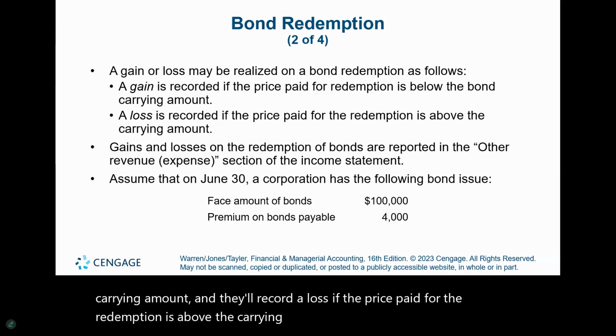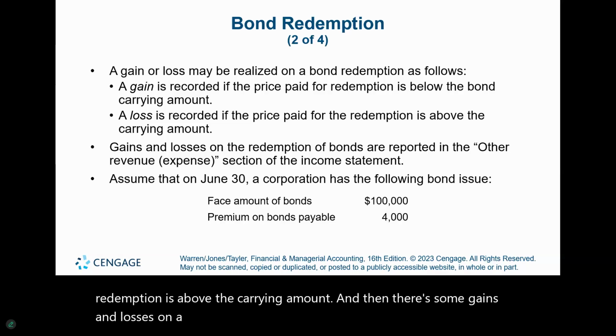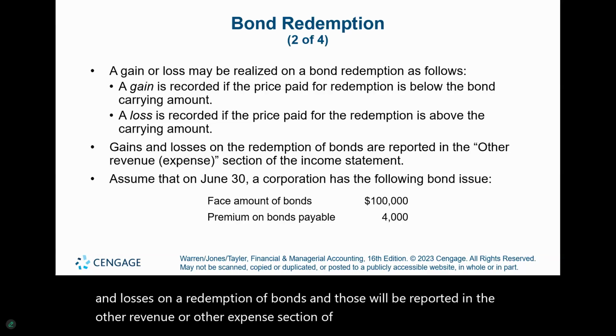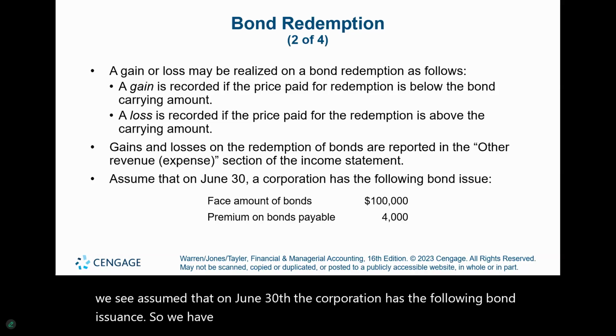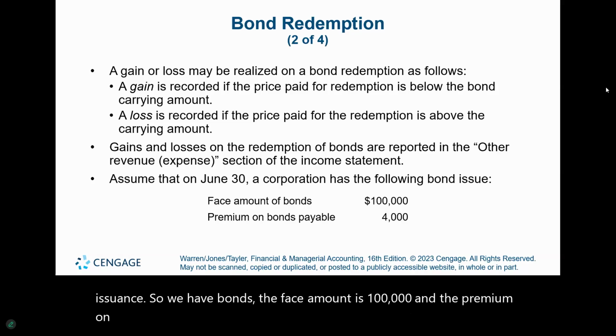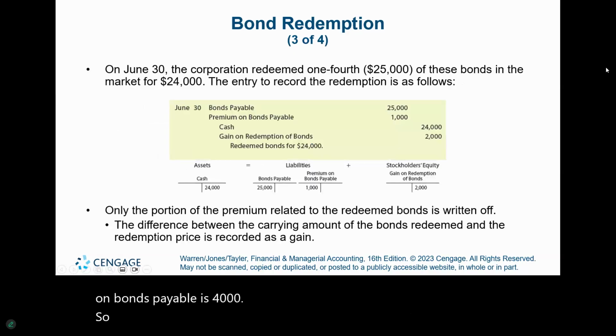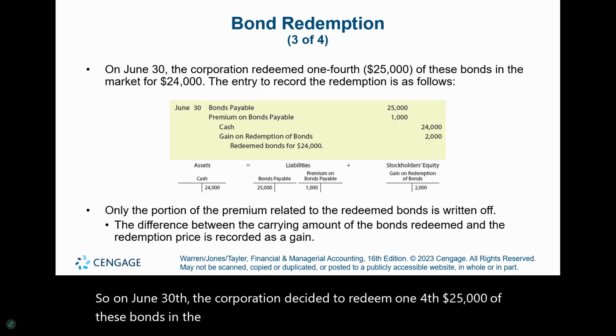And then there are some gains and losses on a redemption of bonds, and those will be reported in the other revenue or other expense section of the income statement. So here we see, assume that on June 30th, the corporation has the following bond issuance. The face amount of the bonds is $100,000, and the premium on bonds payable is $4,000. On June 30th, the corporation decided to redeem 1/4, $25,000, of these bonds in the market for $24,000.